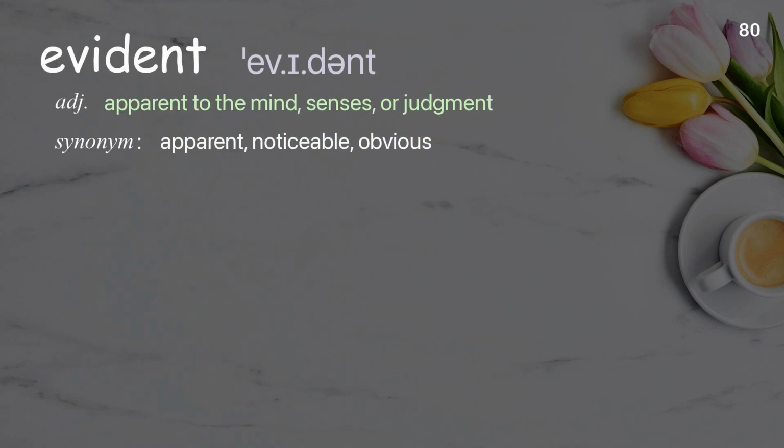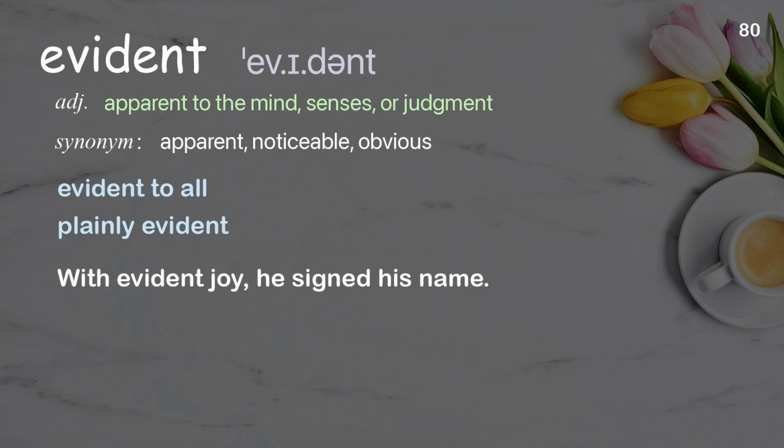Evident. Apparent to the mind, senses, or judgment. Examples: evident to all, plainly evident. With evident joy, he signed his name.